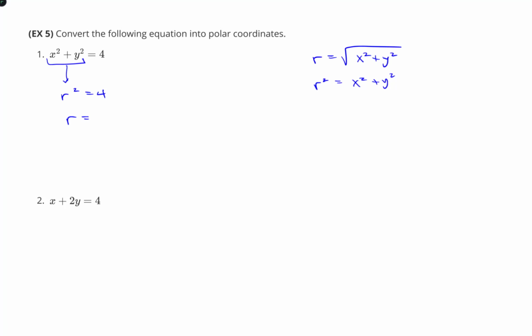And you could do the positive negative square root, but it actually doesn't make a difference here because of the way that polar coordinates just basically remap themselves for negative radiuses. So, or radii, I should probably say. All right, so r equals 2. That's the same equation.